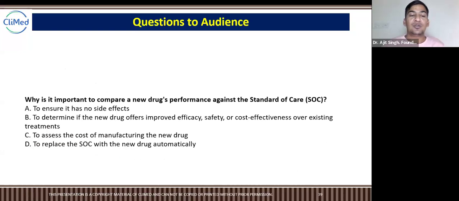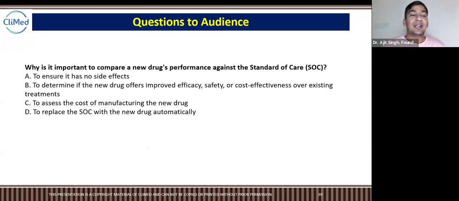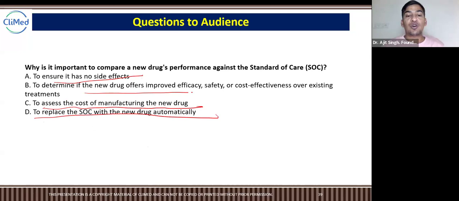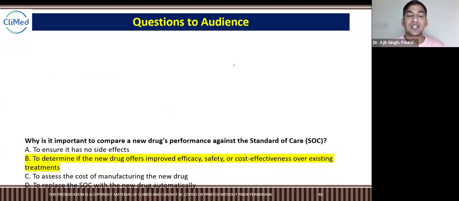Okay. Now, next question here is, why is it important to compare a new drug's performance against standard of care? To ensure it has no side effects? No. Or to assess the cost of manufacturing for the new drug? No. To replace the SOCs with the new drug automatically? No. To determine if the new drug offers improved efficacy, safety, and cost effectiveness over existing treatments. Okay, that's why we need to check the performance against standard of care, right? That is the correct answer.